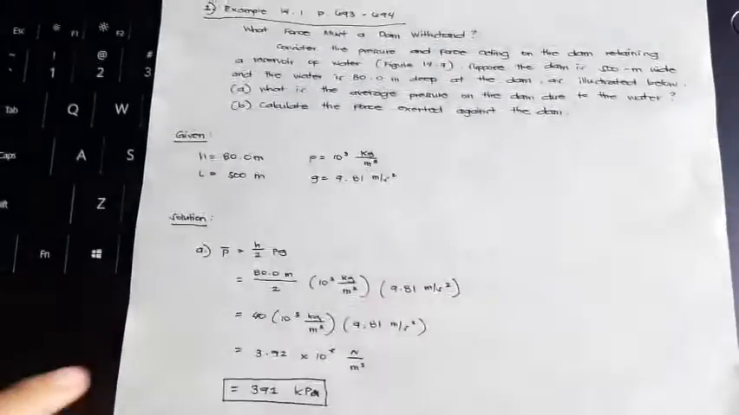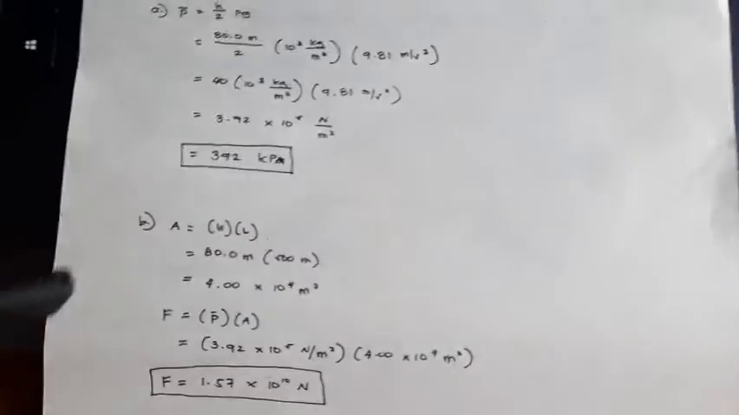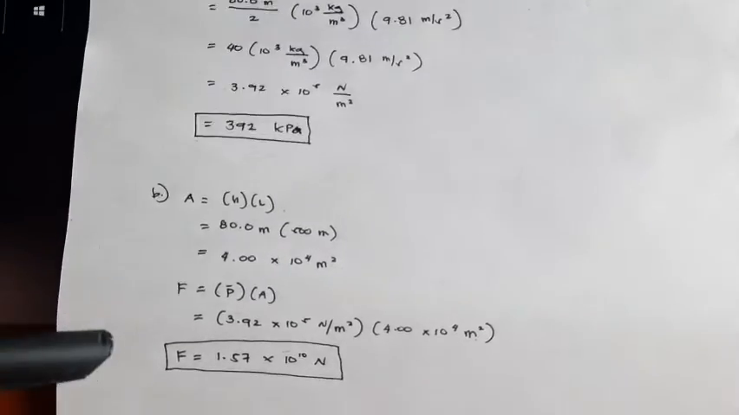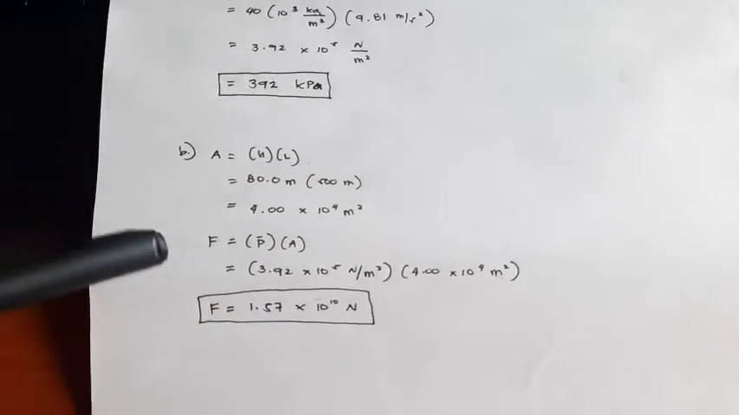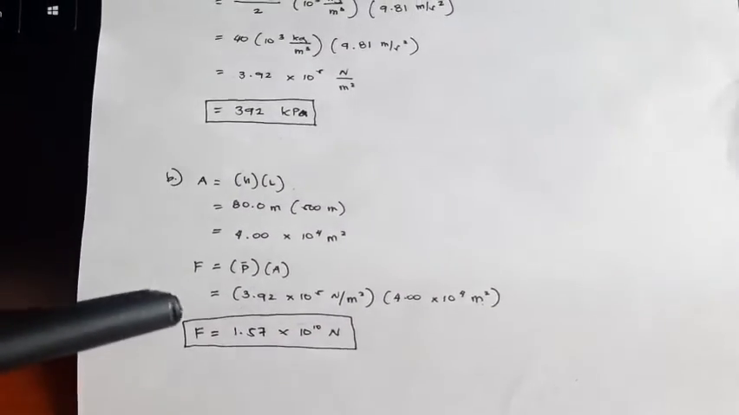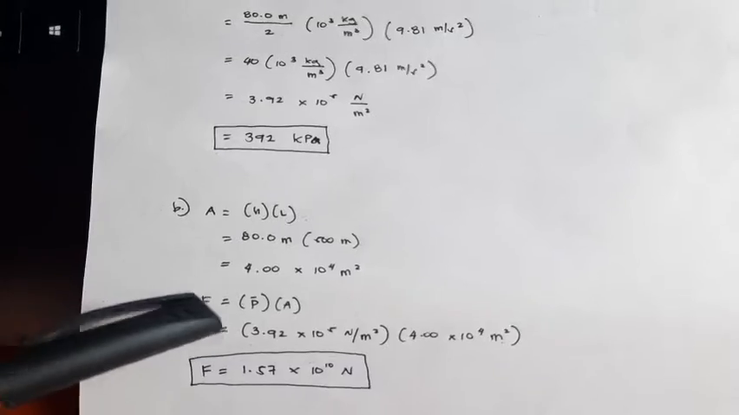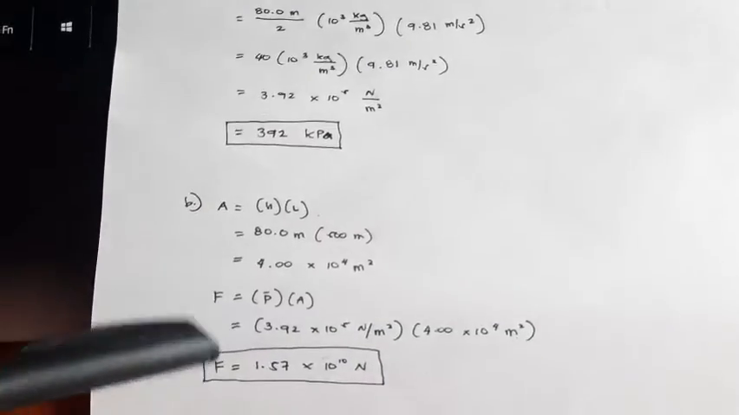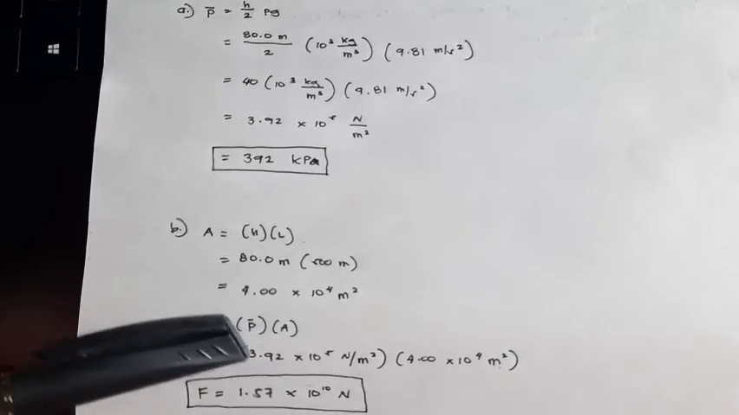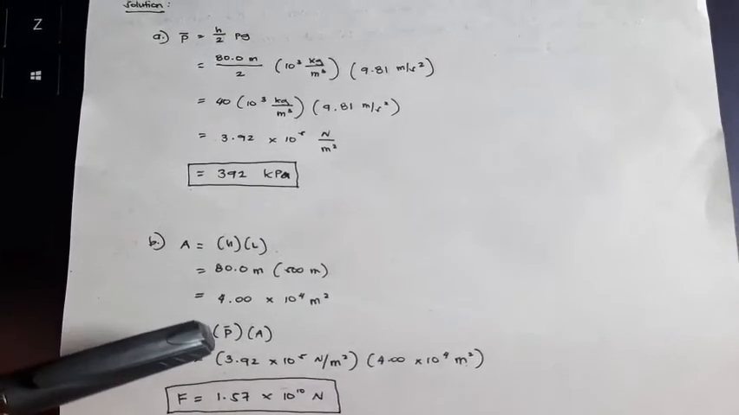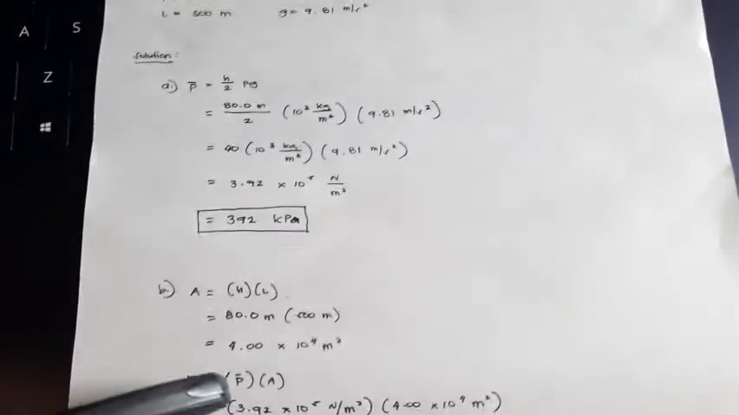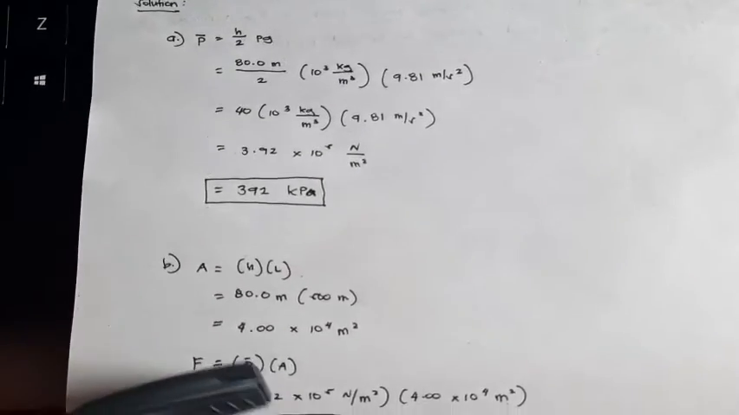So since duha man gipangita, diri na pud sa letter B. So ang sa letter B is gipangita is ang force exerted against the dam. So to find the force, we must use this formula, the average pressure times the cross-sectional area. So since nakita naman nato ang value sa average pressure, so first pangitaon nato ang cross-sectional area.